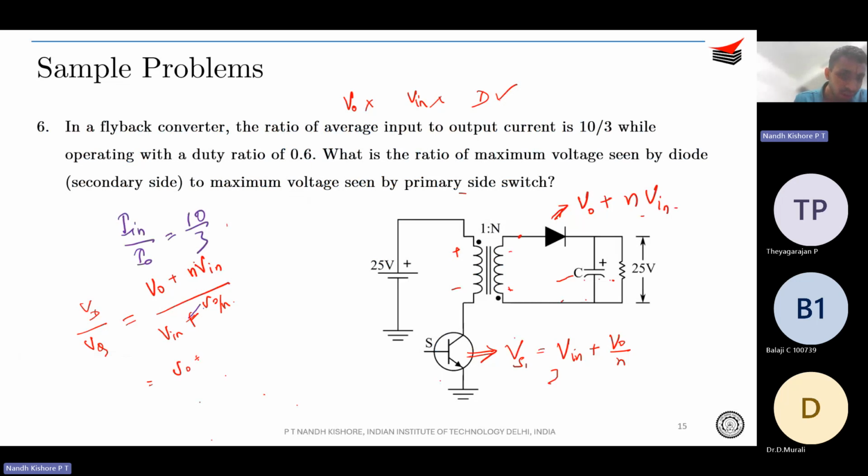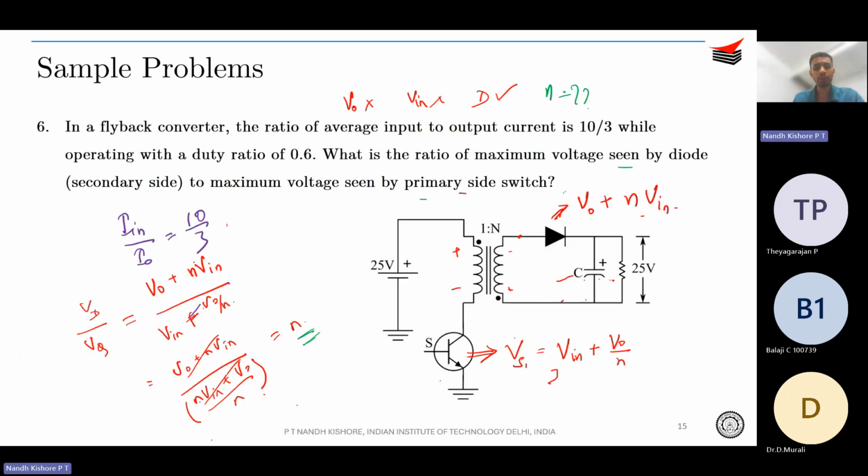So just try to simplify this. V naught plus N V in divided by, again you take N to the top, so V in plus V naught divided by N. So you see that this and this term get cancelled and you end up with N. That is, the ratio of the maximum voltage seen by the diode to the maximum voltage seen by the primary side is nothing but just N. You just need to find out what is N, and that is your answer. So you just solve the values and you get that the ratio is actually N, or the turns number.